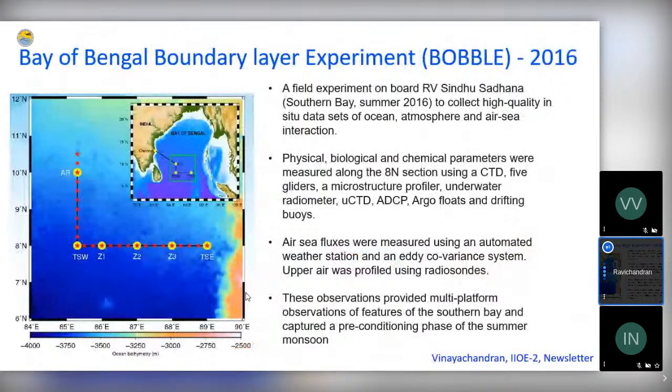And similar to that, in the Southern Bay, the Bay of Bengal Boundary Layer Experiment, BoBBLE, was started in 2016. It is also a field experiment using Sindhu Sadhana to collect high quality in situ data sets. This is basically a collaboration between India and the UK. Physical, biological, and chemical parameters were measured at a particular section along 8 north. Here the UCTD was used effectively, and some Argo floats, drifters and gliders were operated. The eddy covariance system was also placed onboard the ship. So these observations provide a multi-platform view of features of the Southern Bay and captured the pre-conditioning phase of the summer monsoon.